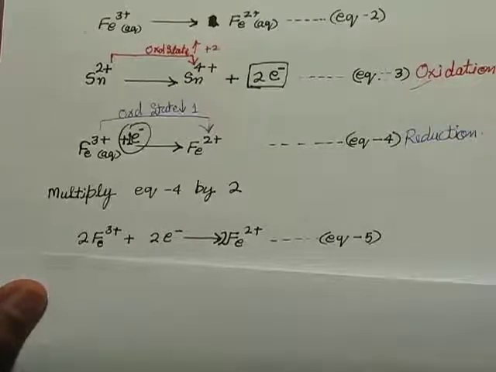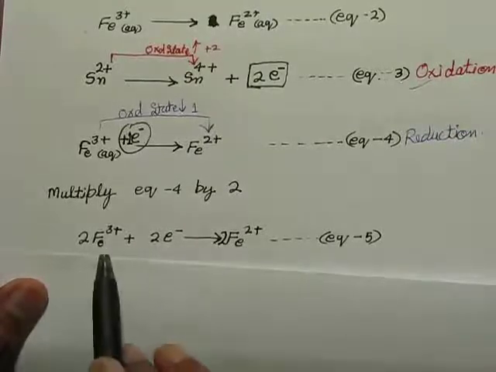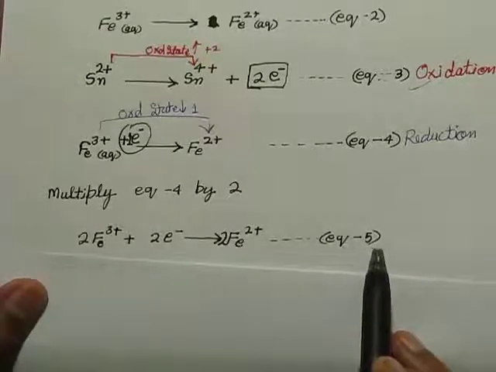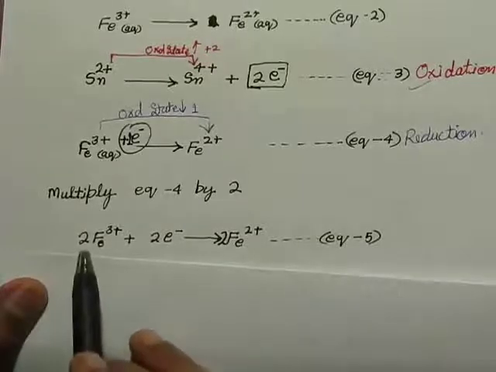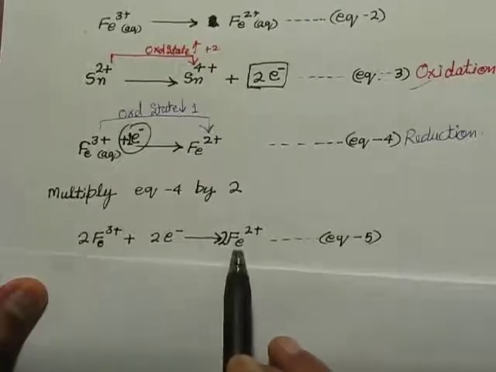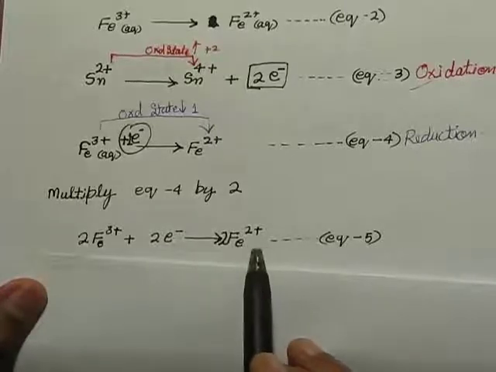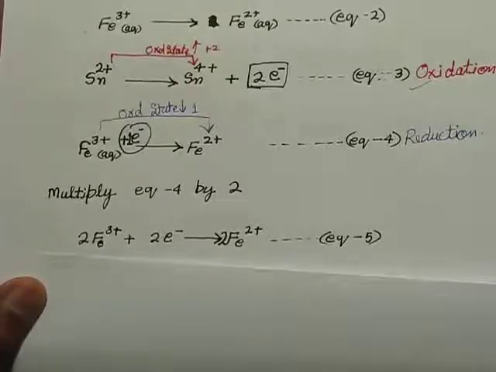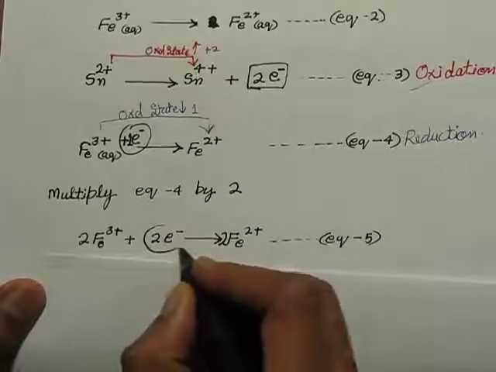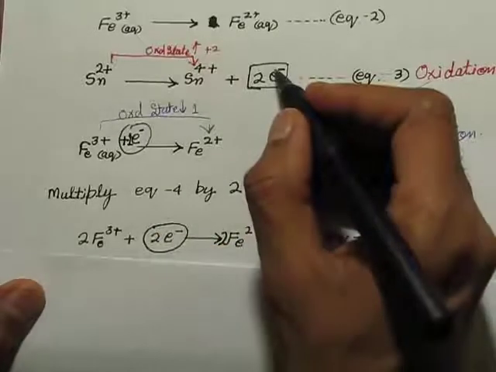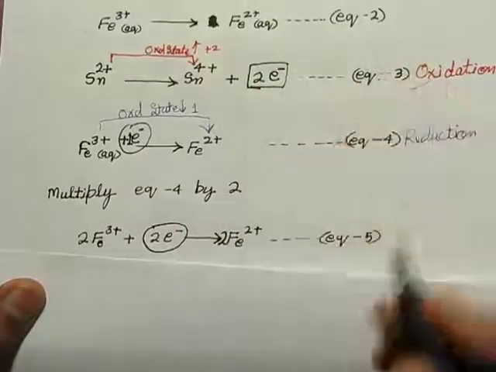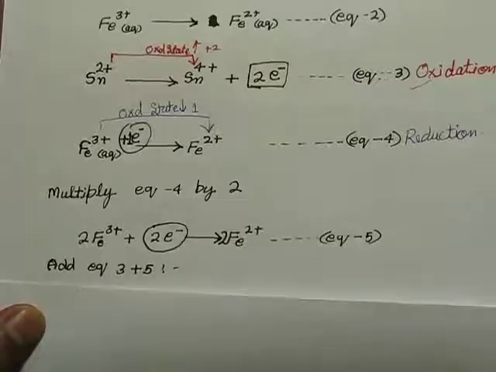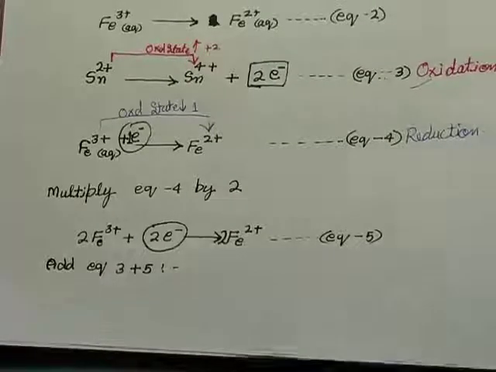After this, we balanced equation number 4 by multiplying by 2, and we got a new equation, number 5, where there are 2 iron ions on the left hand side and 2 iron ions on the right hand side. So both are balanced. Electrons are also balanced. You can see iron is accepting 2 electrons and Sn2+ is releasing 2 electrons. So now we can add. We have to add equation number 3 and 5 together. So let's add equation number 3 and 5.